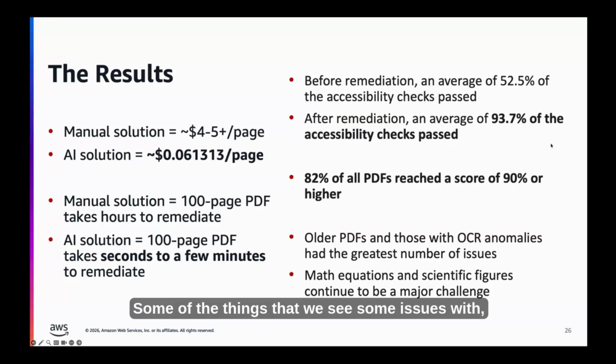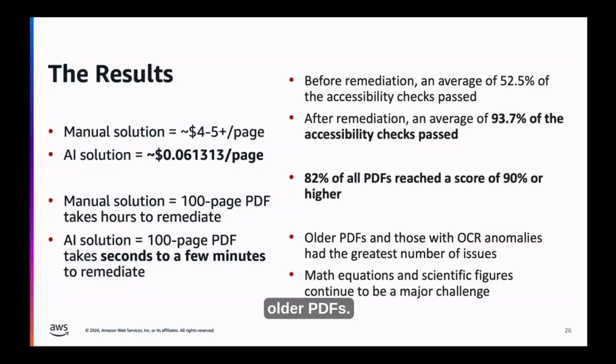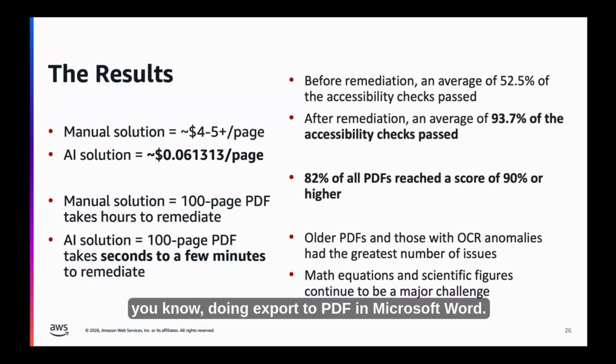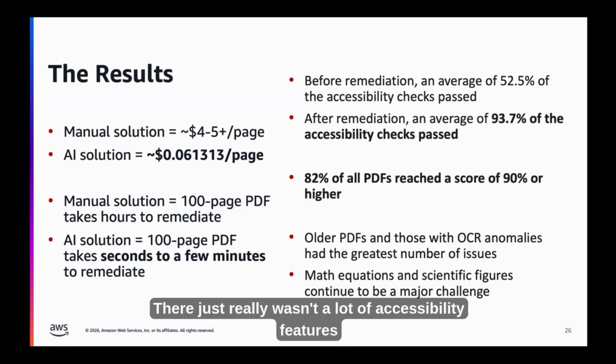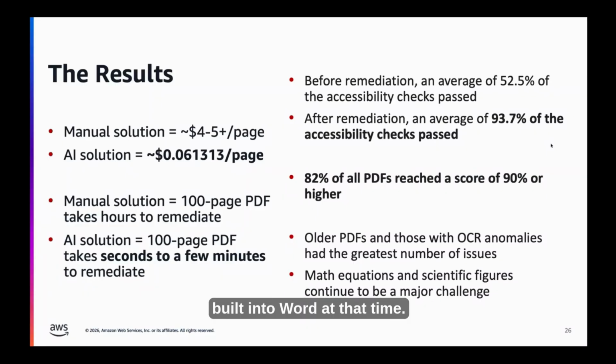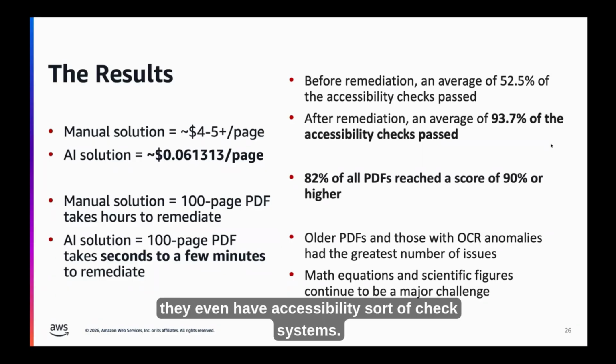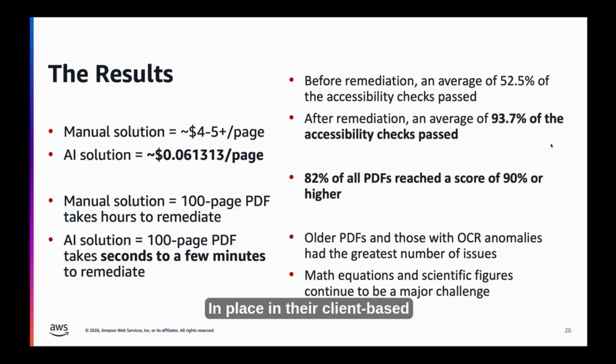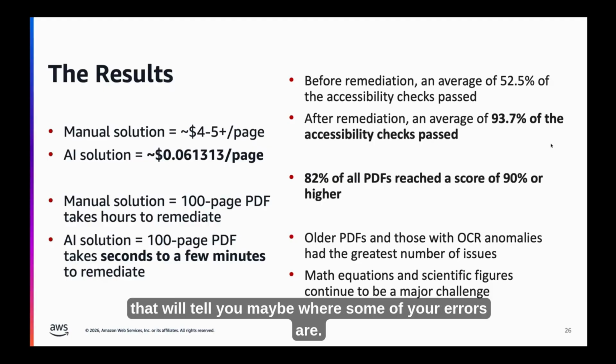Some of the things that we see some issues with: older PDFs. So think late 90s, when we were doing export to PDF in Microsoft Word. There just really wasn't a lot of accessibility features built into Word at that time. Now, Microsoft has done great work since then. And if y'all are Microsoft campuses, they even have accessibility check systems in place in their client-based software. So think PowerPoint or Word, that will tell you maybe where some of your errors are. Doing great work there on the Microsoft side.